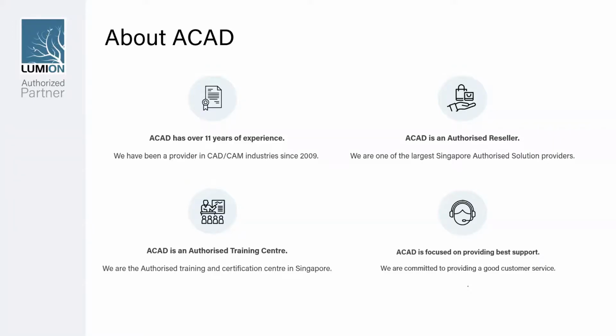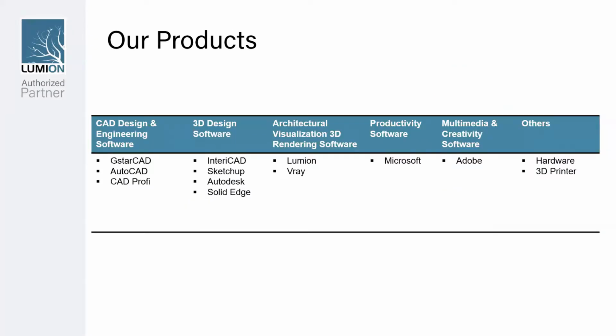And then on the next slide over here, you can actually see some of the products, and on top of that, we also provide trainings for the products that we carry. So you can see some 2D softwares, 3D as well. And then we have rendering software like Lumion, V-Ray, and supporting software like Microsoft and Adobe. Okay, so these are some of the things that we are doing at the moment.